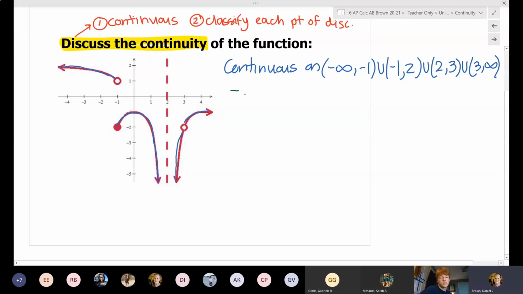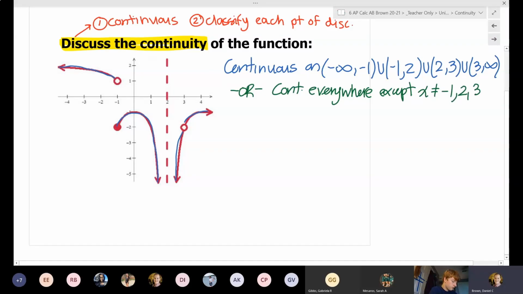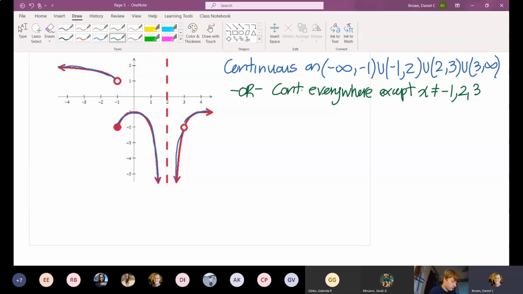But another way to write that answer, some people like just stating something like it is continuous everywhere, or for all real numbers, except, and then just lists where it's not continuous at. So it's not continuous at -1, 2, or 3. So that's the first part. We've talked about where it's continuous. And then we want to talk about where it is discontinuous.